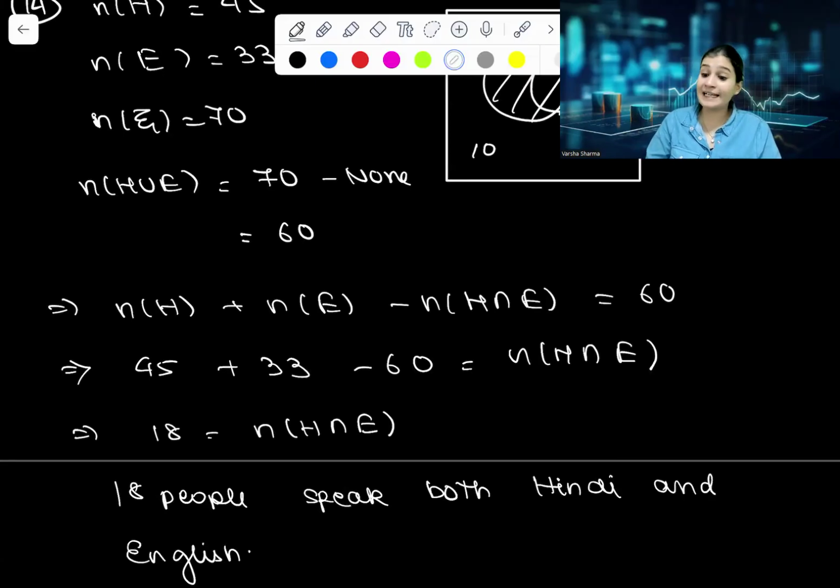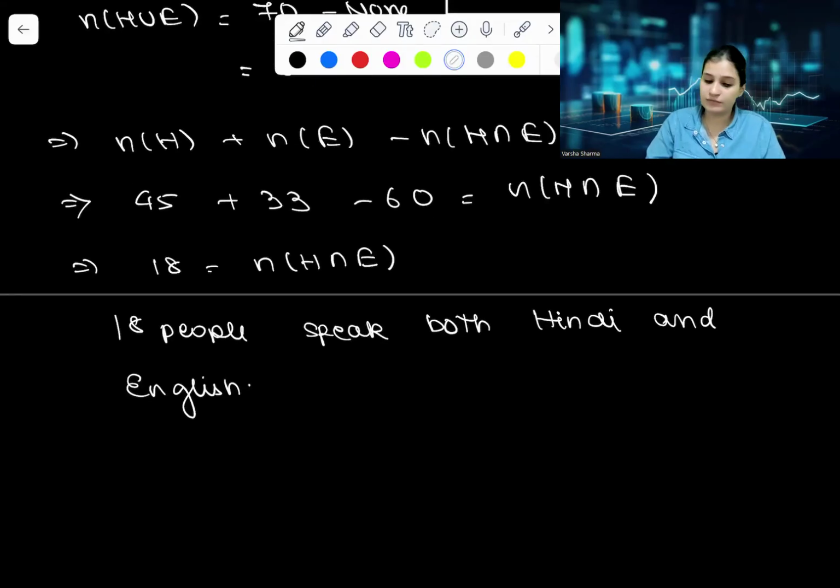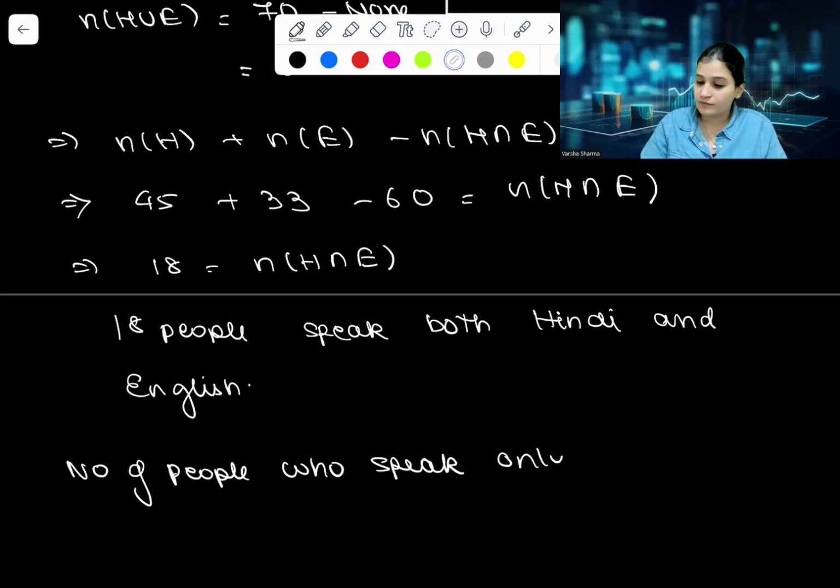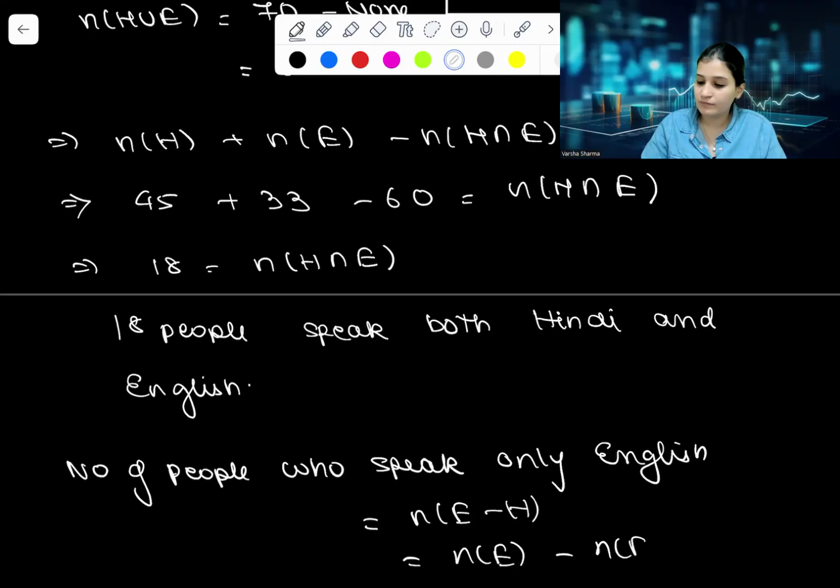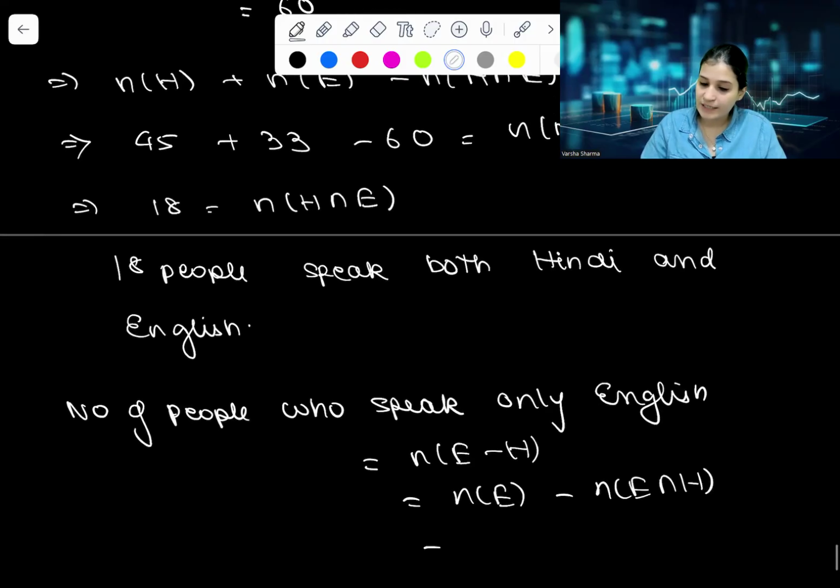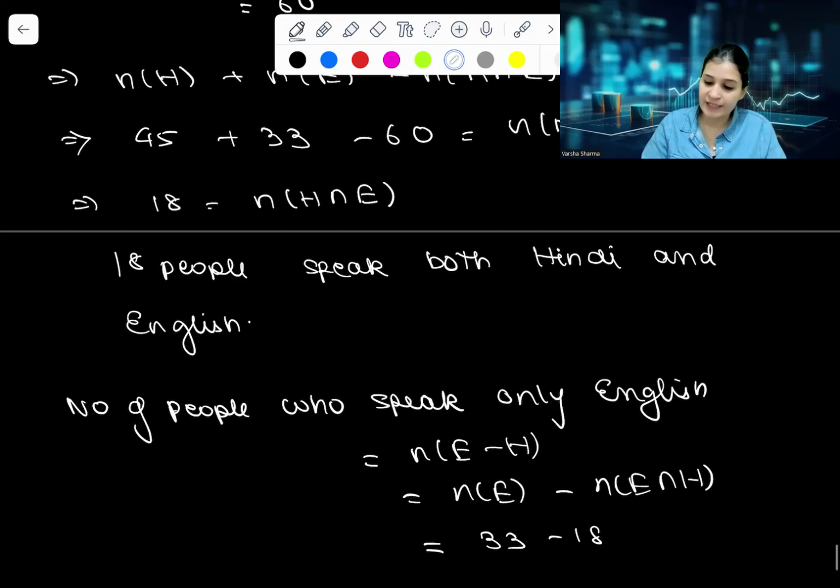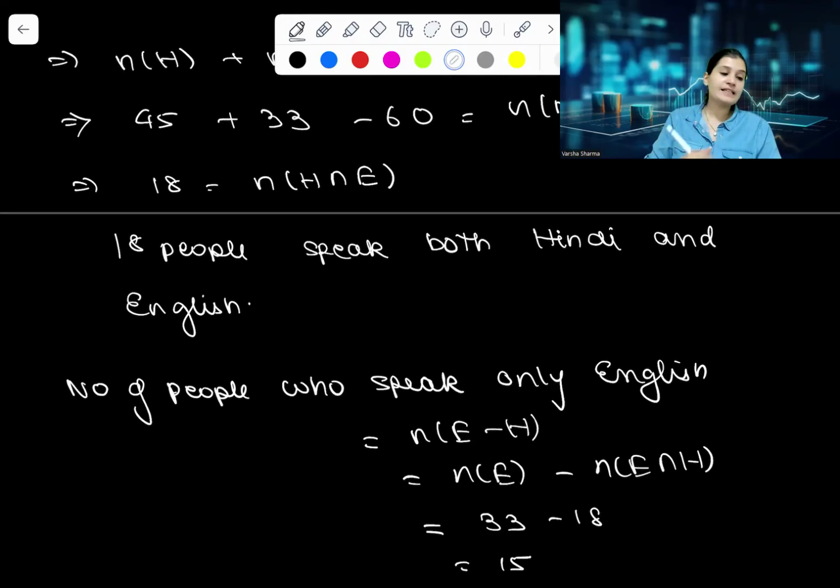How many can speak only English? How do we find only English? E minus H. So from English, subtract the common part. E is 33, subtract 18, we get 15. So 15 speak only the English language. Clear? Yes, ma'am.